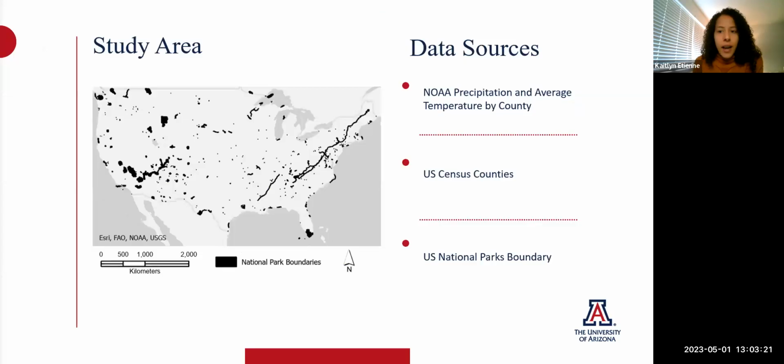For my study area, I chose the contiguous United States. As you can see, here's the national parks data set that I used. My data sources also included temperature and precipitation data by county from NOAA, as well as the US Census counties layer.